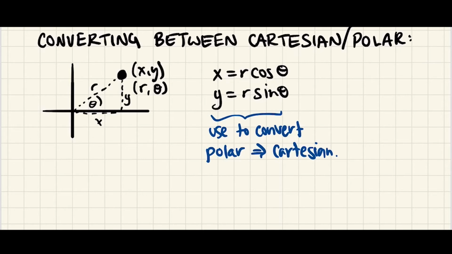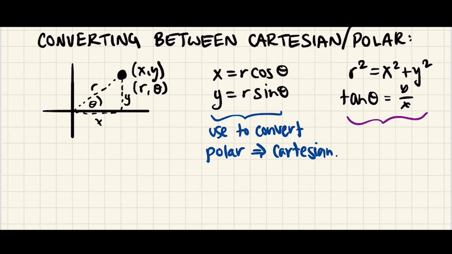On the other hand, we can also see by the Pythagorean theorem that r squared is equal to x squared plus y squared. And we can also see from trigonometry that tangent of theta is y over x. And we're going to use those ones when converting from Cartesian to polar.